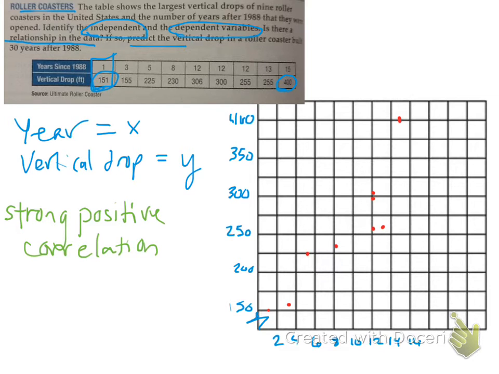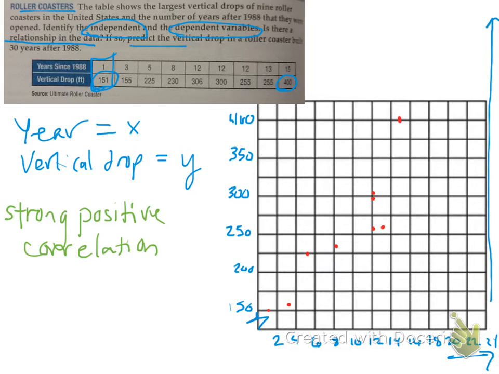And then it asks us to predict a vertical drop in the roller coaster built 30 years after 1988. I don't have enough space on my graph to do that because, let's see, how far can we get? 18, 20, 22, 24. So I only got to 24. You would have to keep going to 30 and then go up from that spot.